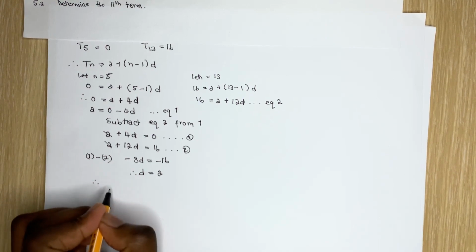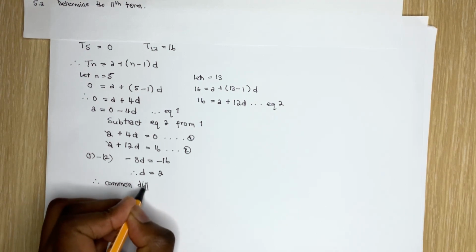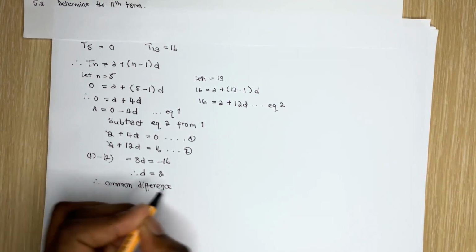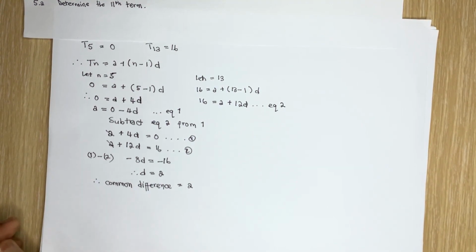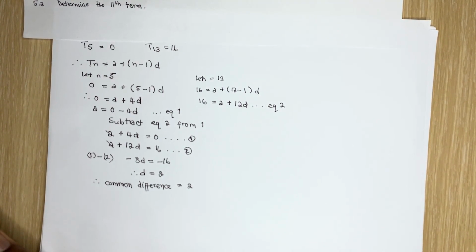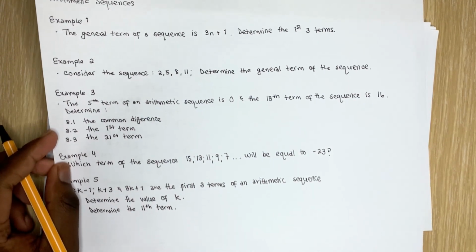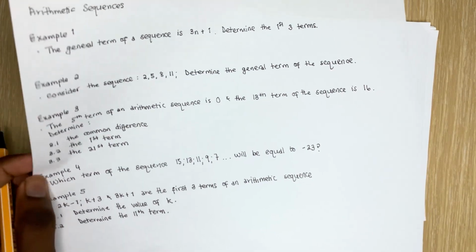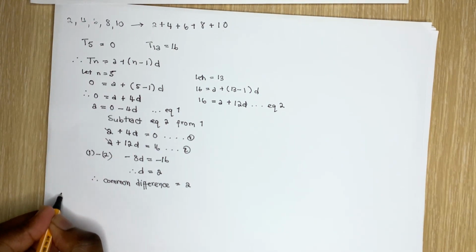So the common difference in this case equals to 2. Okay, so that is the first part of our question. Remember, they asked us for the common difference. Moving on to the second part, which is asking us to calculate the first term. So calculate A. It is fairly simple.